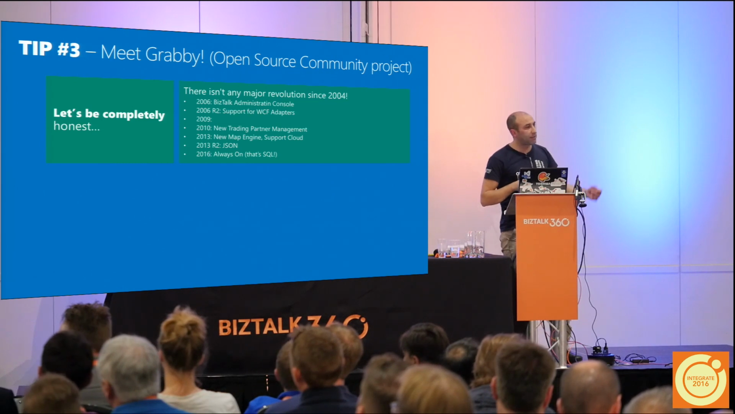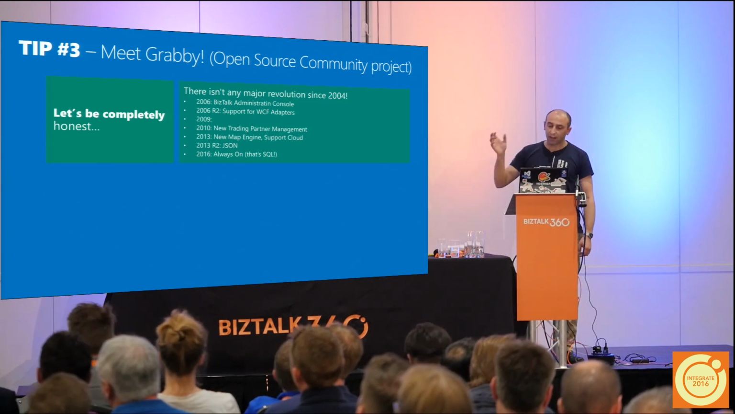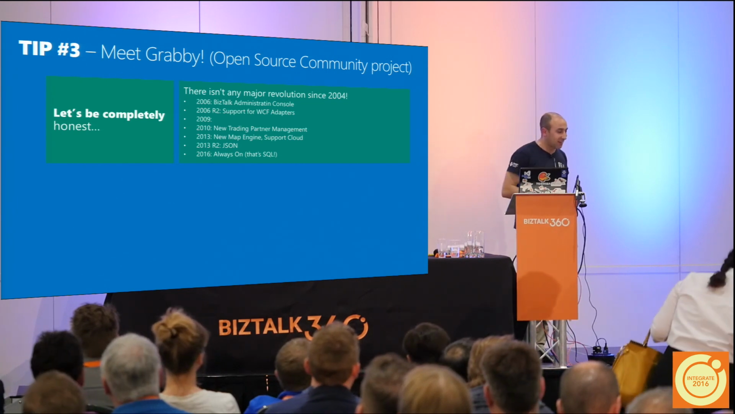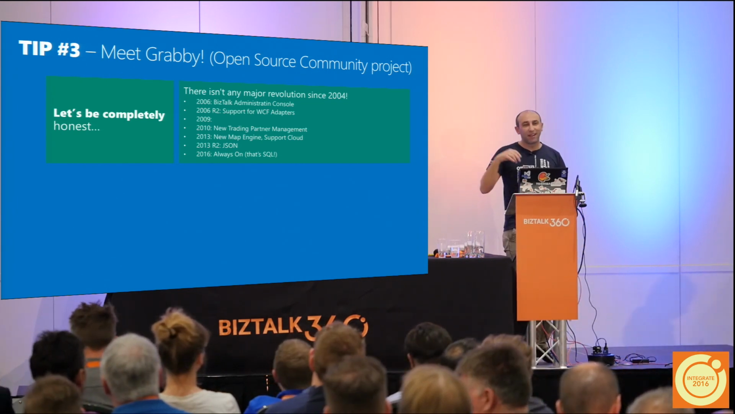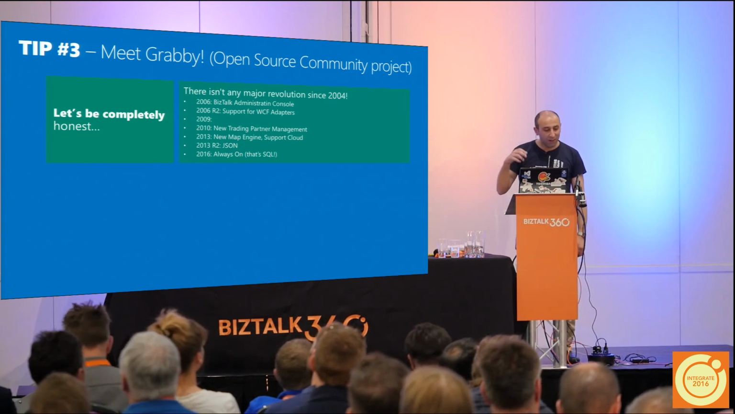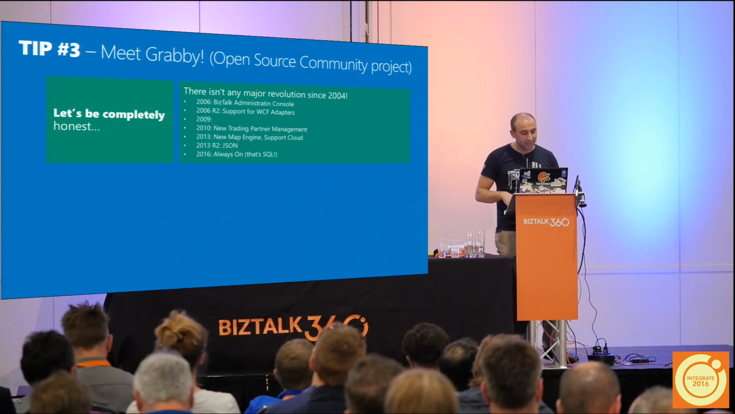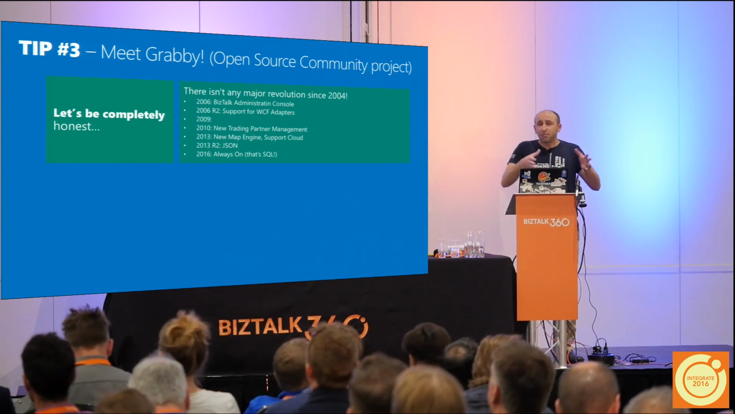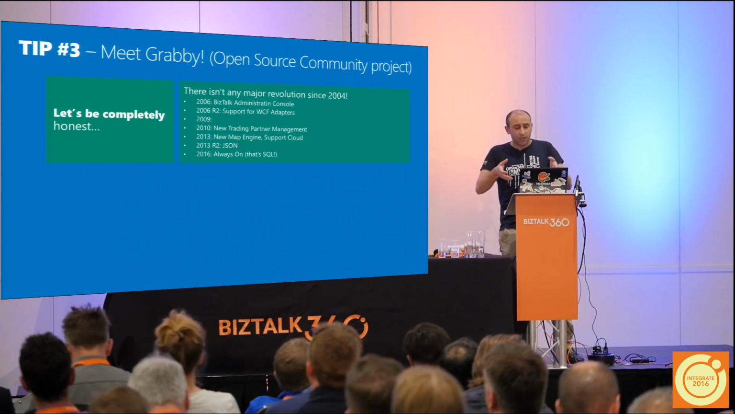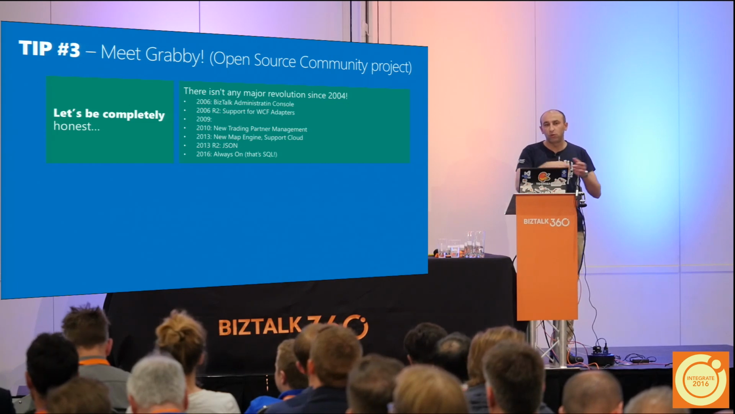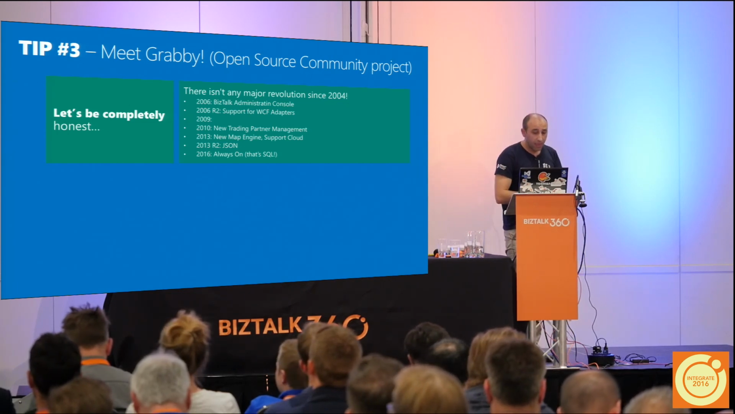2013 R2 JSON, 2016 that is a bit unfair. SQL Always On is a SQL feature, but Logic Apps is really great. So I really like 2016, that was a bit unfair there. But since then it's just minor changes, just a few updates, nothing radical like 2002 to 2004, no?